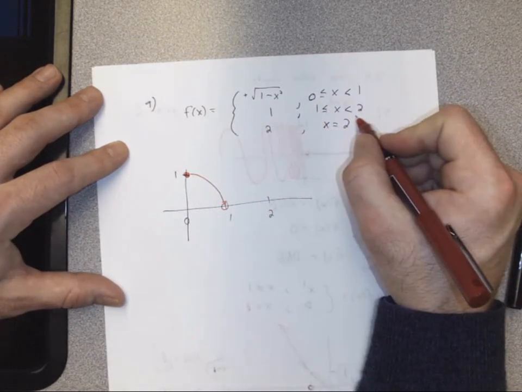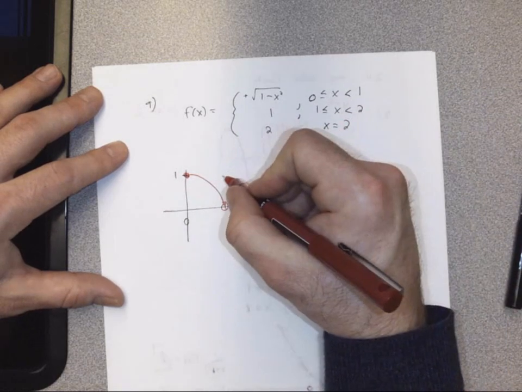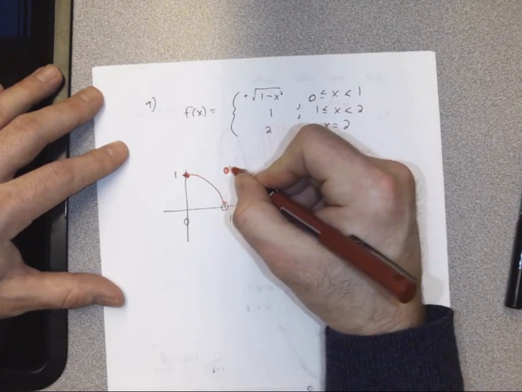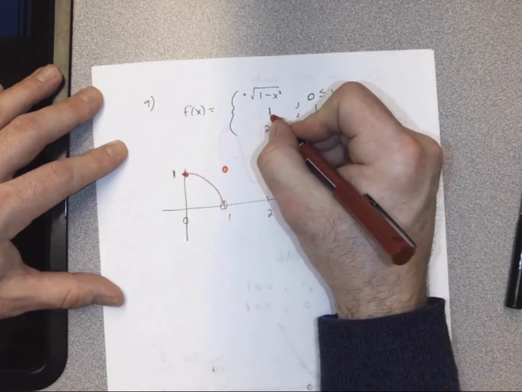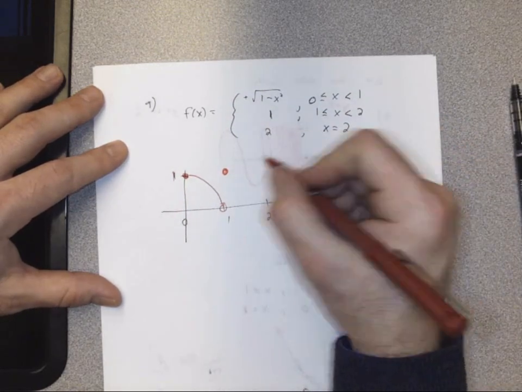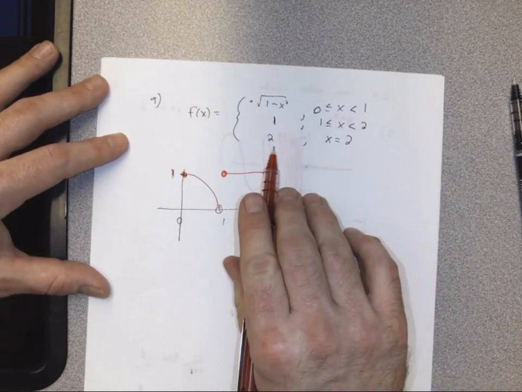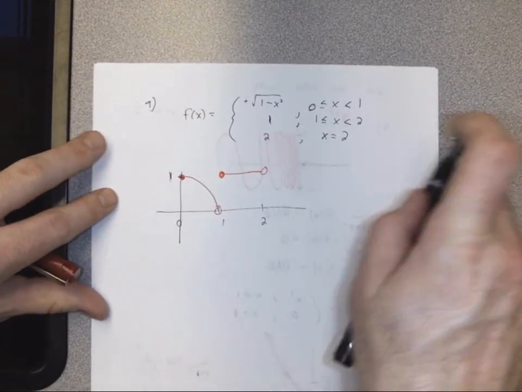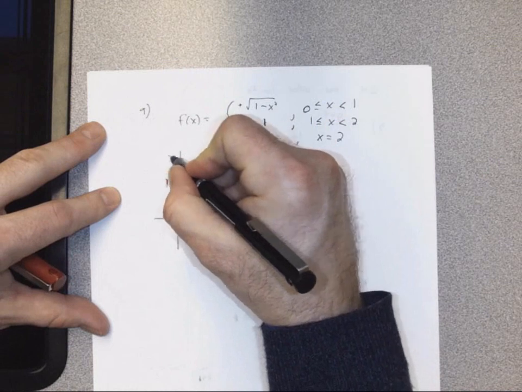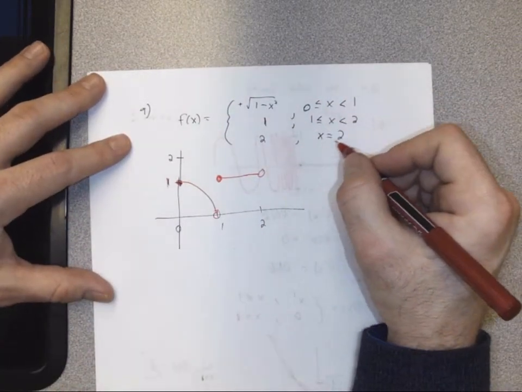And then I have y is equal to 1 from 1 to 2. So y is equal to 1. So close that 1. Y is equal to 1, right? Y is equal to 1. So this is going to be y is equal to 1 from 1 to 2, open. And then I have y is equal to 2. Dang it, I'm out of room. Oh well, here we go. There's 2. So then I have y is equal to 2.